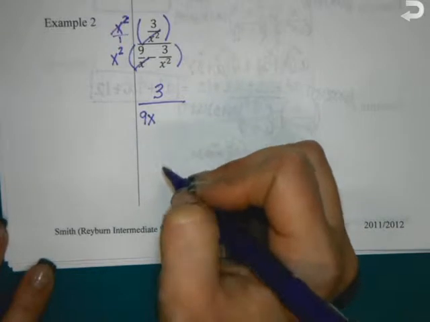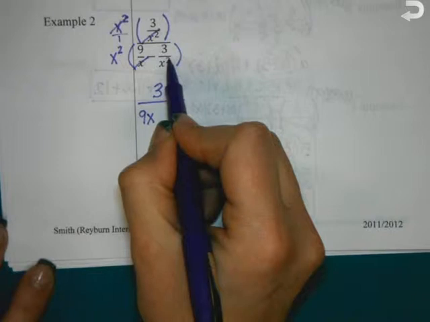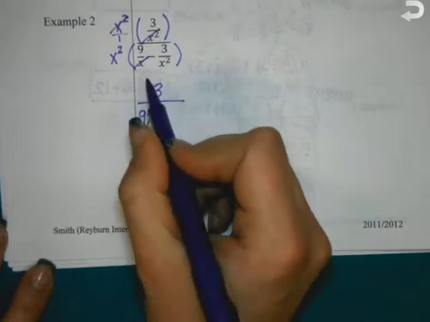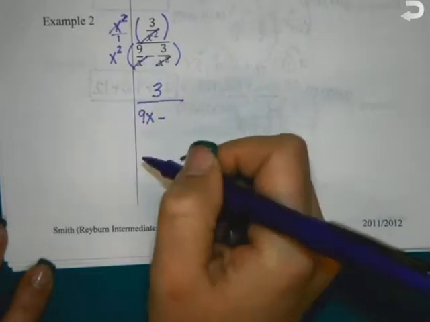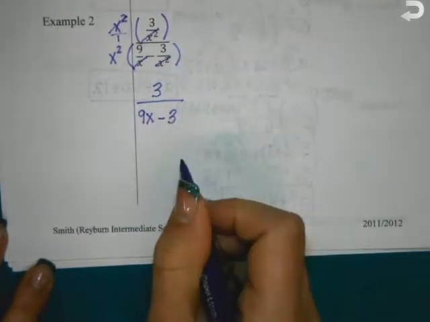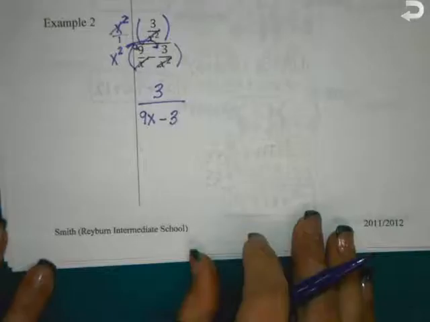Now I have x squared times negative 3 over x squared. What happens with the x squareds? They also cancel, so what am I left with? Minus 3. Okay, because this guy gets distributed. Okay, can I simplify? Yes.